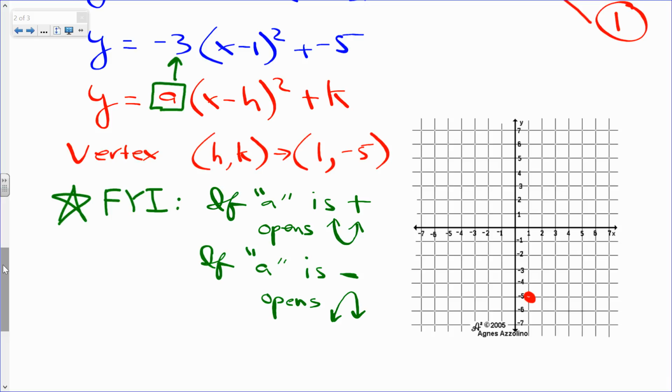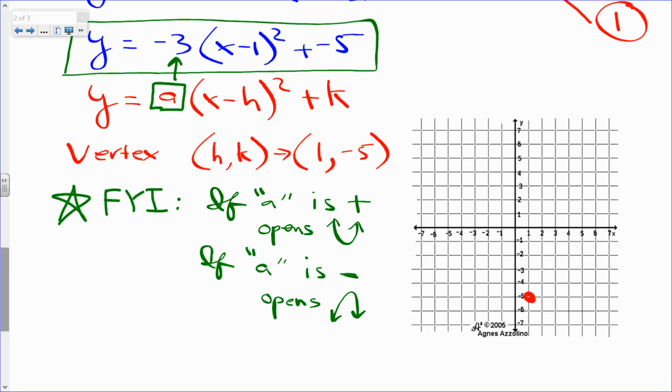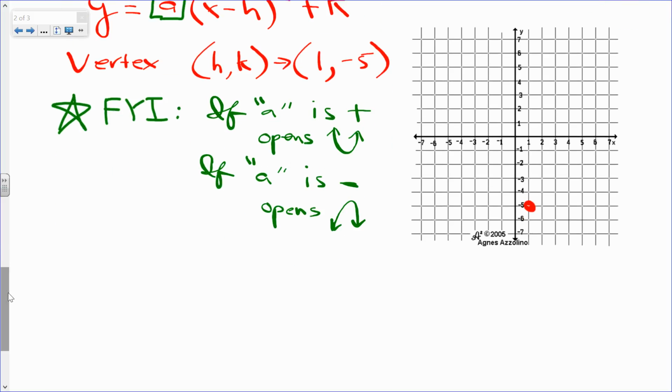Notice how this is in vertex form right here. And look at that A value. When I compare it with the vertex form, the A value is negative. If it's negative or positive, it tells me to open down or up. So will this parabola open up or down? It's going to open down because this is a negative 3. So if that's the vertex that we just plotted, and it opens down, that's the vertex, it opens down.